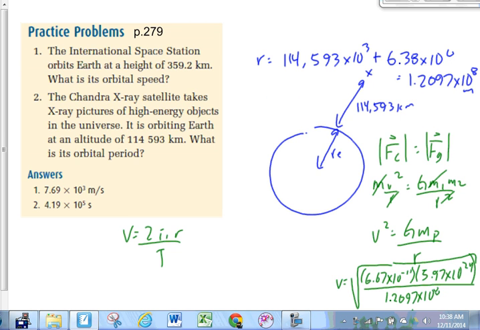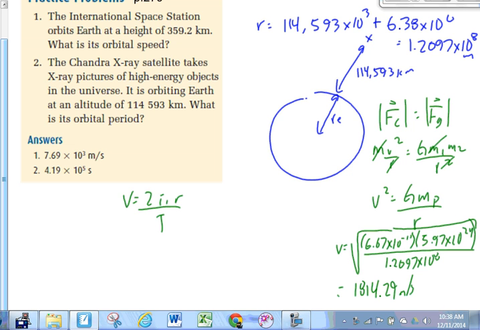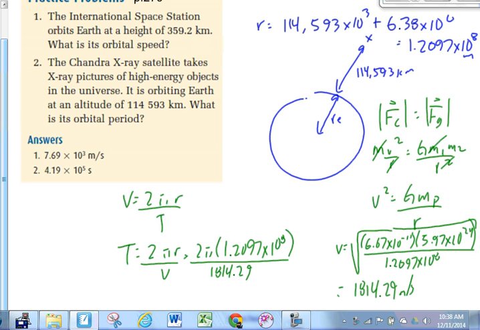We're going to rearrange this to solve for T, right? What's the rearranged form of this equation? T is equal to what? Good. So it's 2 times pi times that big number, 1.2097 times 10 to the 8, divided by the speed, which we found was 1814.29. And when we do the math there, we should end up getting 4.19 times 10 to the 5 seconds.